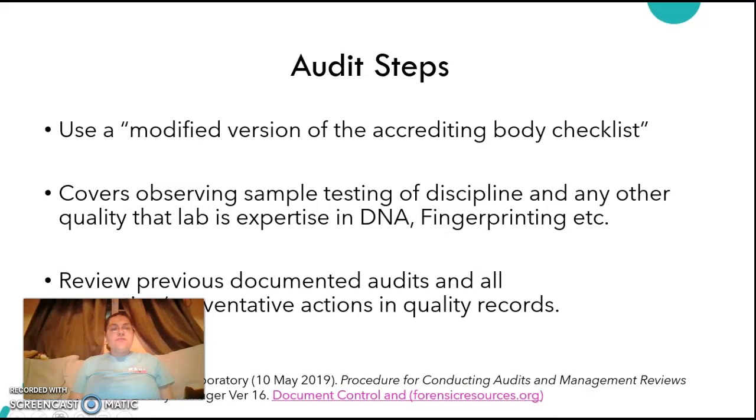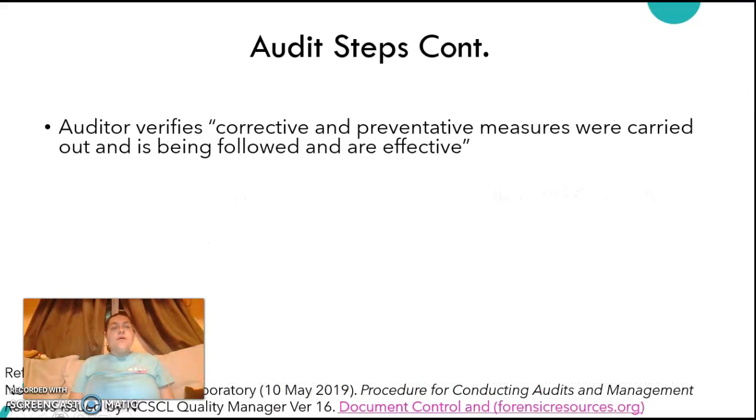So if your lab is expertise in DNA, fingerprinting, or any other such procedures, then they must be observed. Then the auditor must review any previous documents that included audits previously and corrective and preventive actions in the quality of records. Then the auditor must verify the corrective and preventive measures were carried out and are being followed and are effective in your forensics lab.